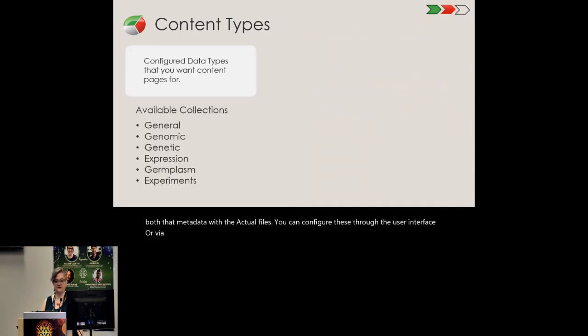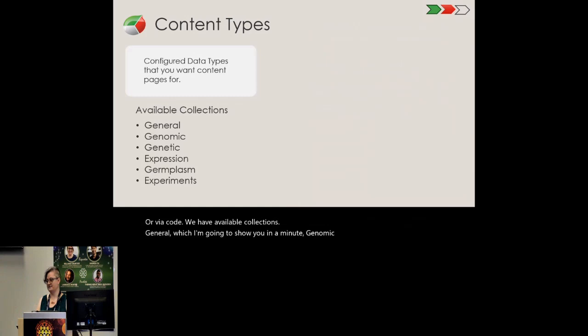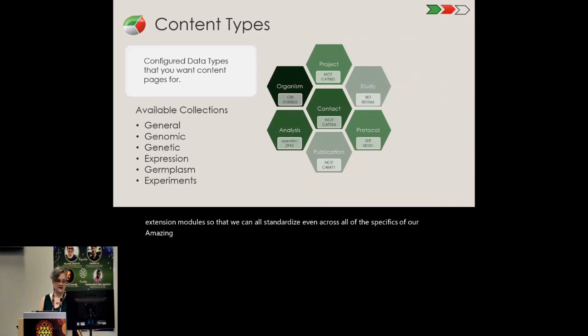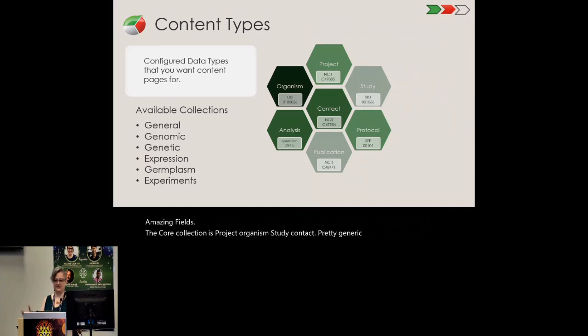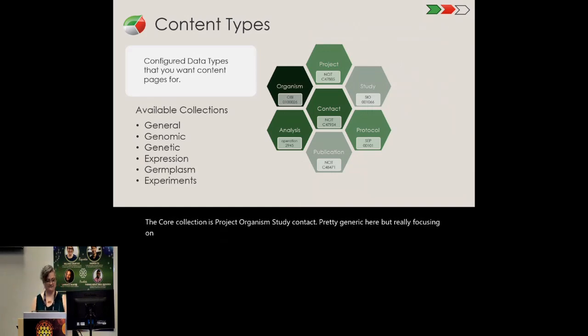We have available collections: general, which I'm going to show you in a minute, genomic, genetic, expression, germplasm, experiments. And one of the things we've really worked on is a YAML format so that everyone can define a community standard collection that they host in their own extension modules, so that we can all standardize across all of the specifics of our amazing fields. The core collection is project, organism, study, contact, pretty generic, but really focusing on that core attribution set.